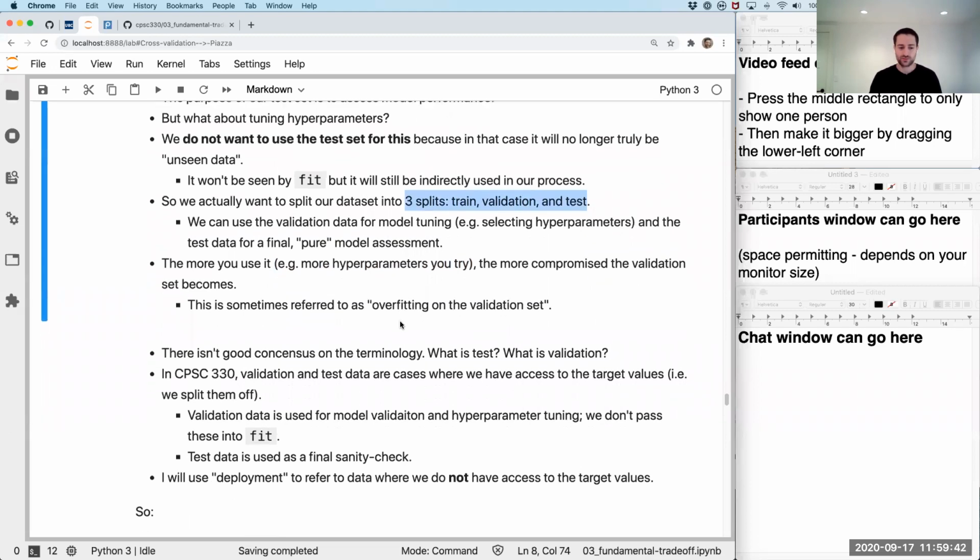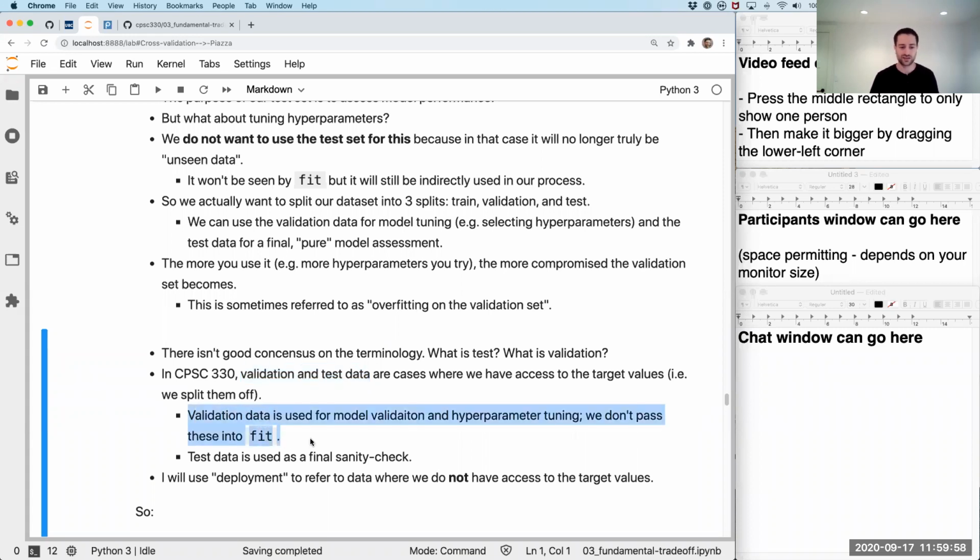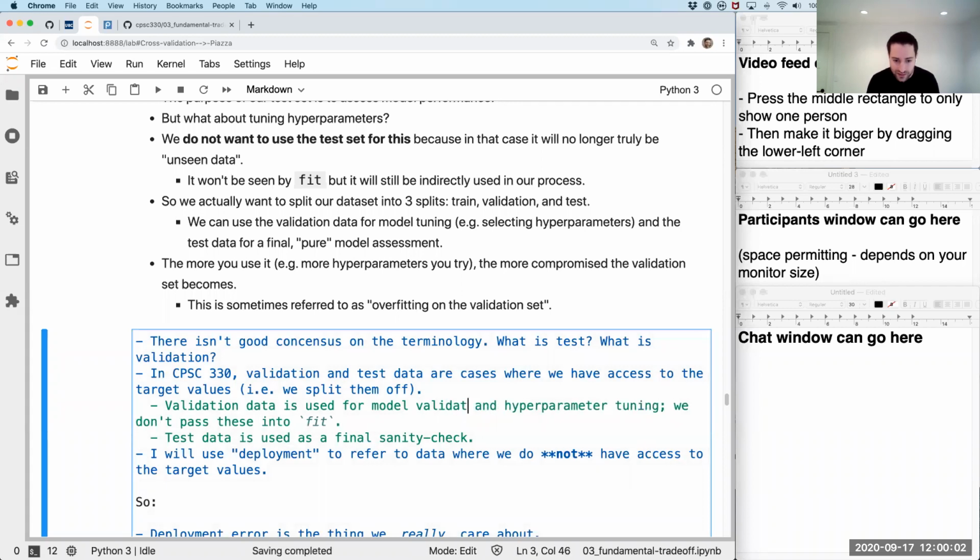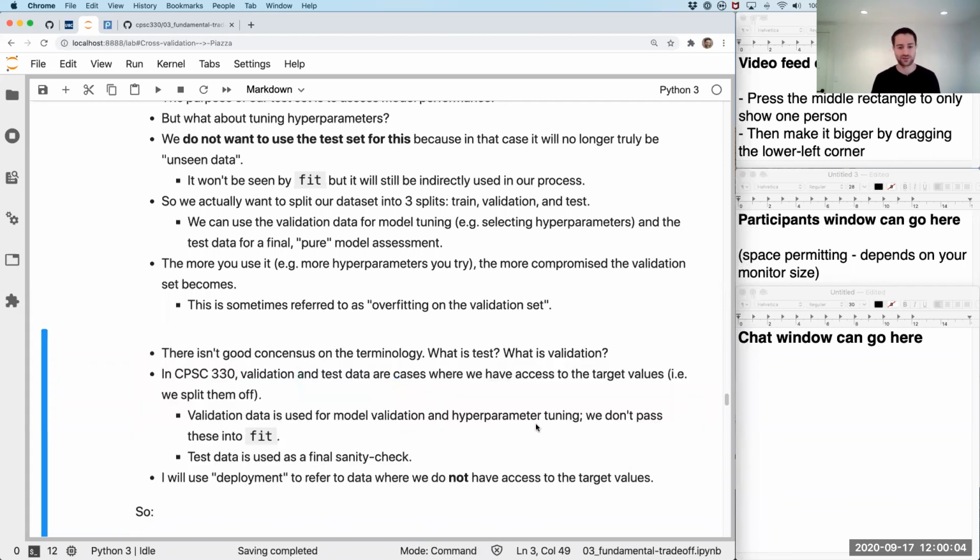So there's some terminology we're going to use in this course. People use test and validation to mean different things, but we're going to use them in a specific way. In the course, validation and test data are both splits off your original data set, where you have access to the right answer, but we're going to use validation data for model validation and hyperparameter tuning and all kinds of experiments, whatever we feel like doing.